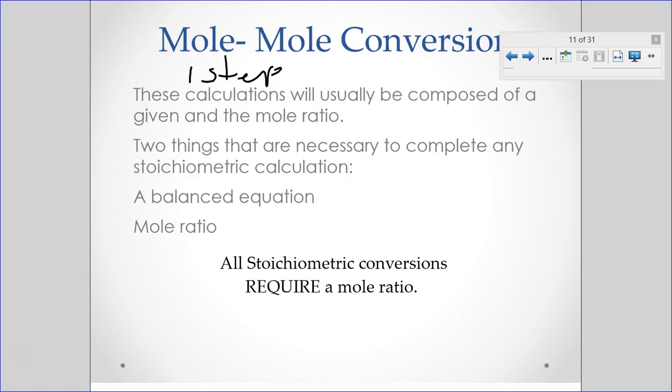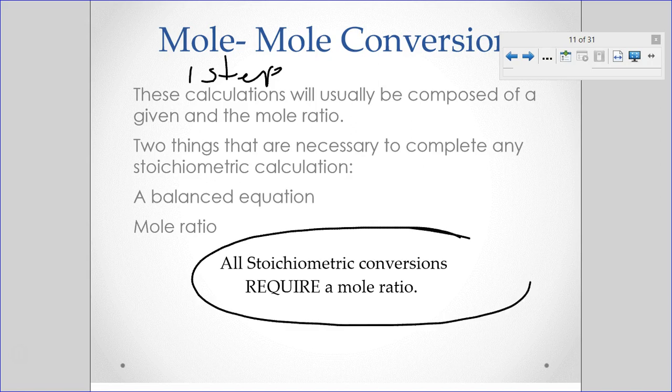Now, when we write the actual thing called the mole ratio in our calculations, it's going to look a little different. But one thing I want you to note, all stoichiometric conversions, we have to have a mole ratio. So this is going to be different than what we saw with the regular mole gram because of the fact that we have two different substances to work from here.